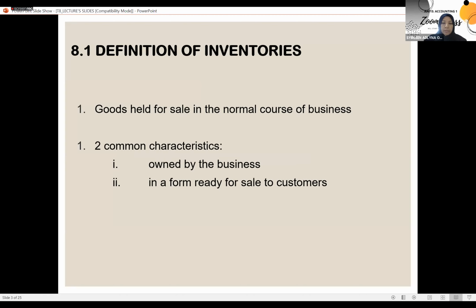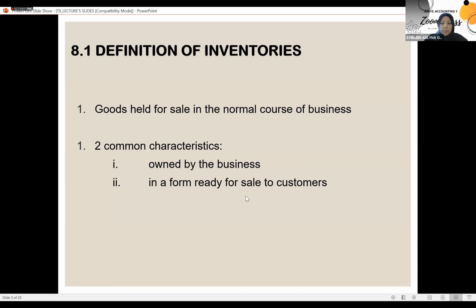So kita ada dua common characteristic of inventory. One, the inventory is owned by the business. Satu mestilah hak ataupun kepunyaan perniagaan, and secondly, it must be in a form of ready for sale to customer. Mestilah dalam bentuk sedia untuk dijual lah. You tak boleh lah anggap dia inventory kalau you belum buat apa-apa lagi dengan item tersebut dan dia belum lagi dalam bentuk yang sesuai untuk dijual.